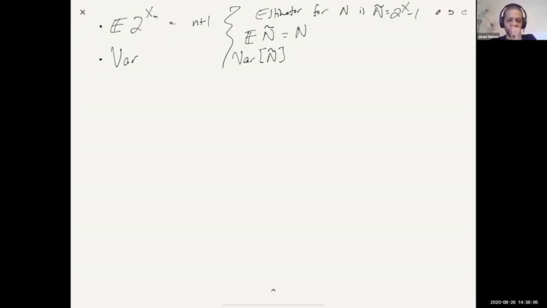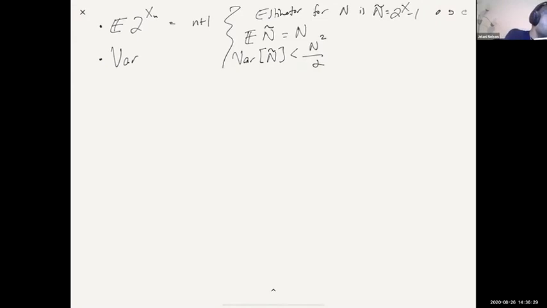But I will include it in the notes that I put on the website. Let me just promise you that the variance of n tilde is actually less than capital N squared over 2. It's possible to prove that via a very similar kind of inductive argument that will be in the notes.